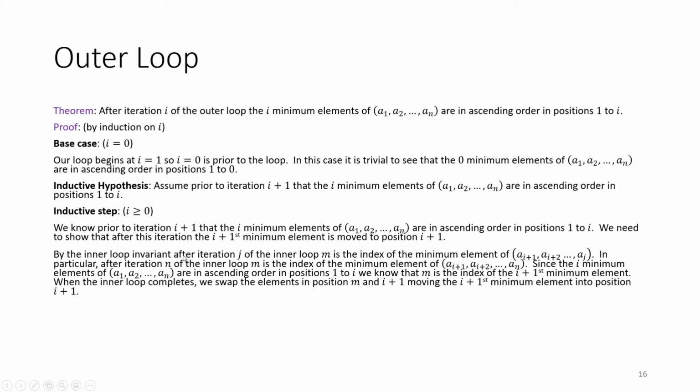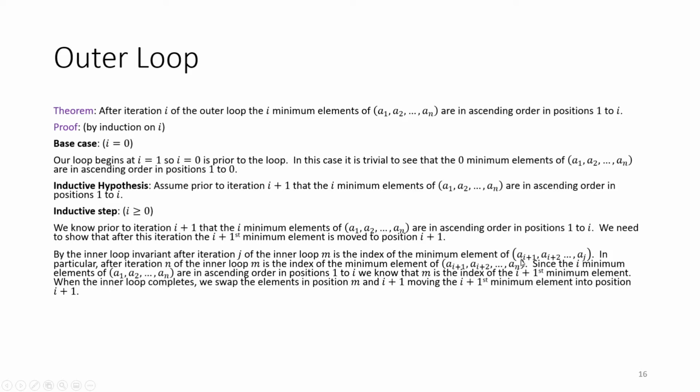So we're going to now apply our inner loop invariant. After iteration j of the inner loop, m will be the index of the minimum element starting at I plus 1. In a normal loop it would be I, but because we're in iteration I plus 1, that's why we get I plus 1 here instead of I. Remember, in our normal loop invariant, this would say A_I. But we're applying it to the case where we're in iteration I plus 1, not in iteration I.